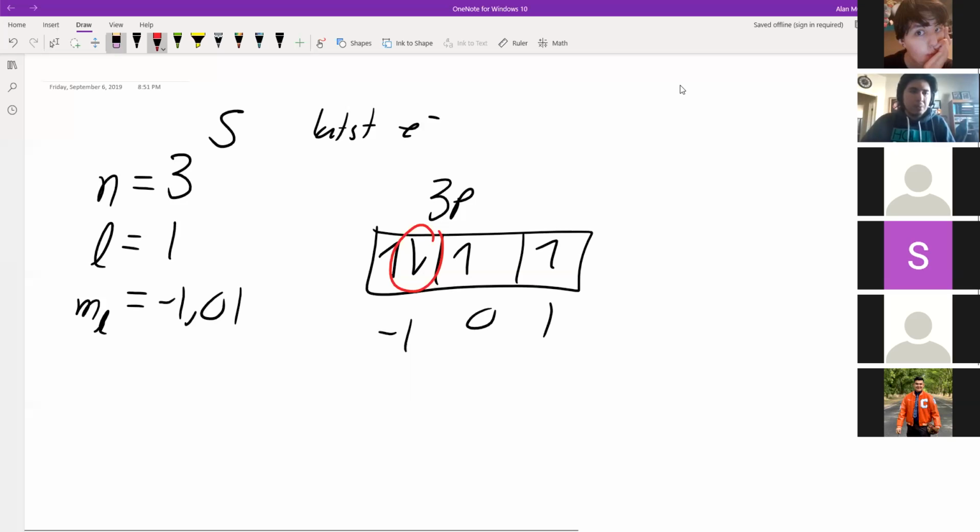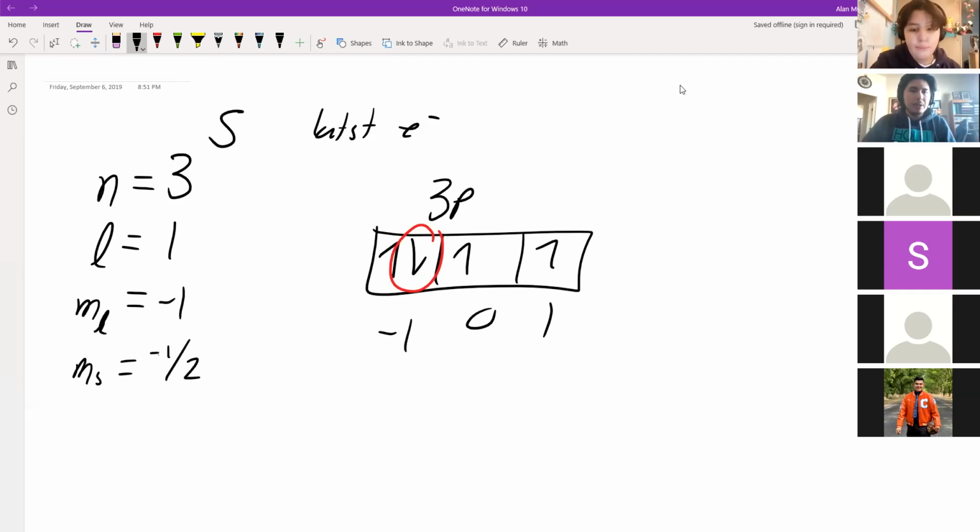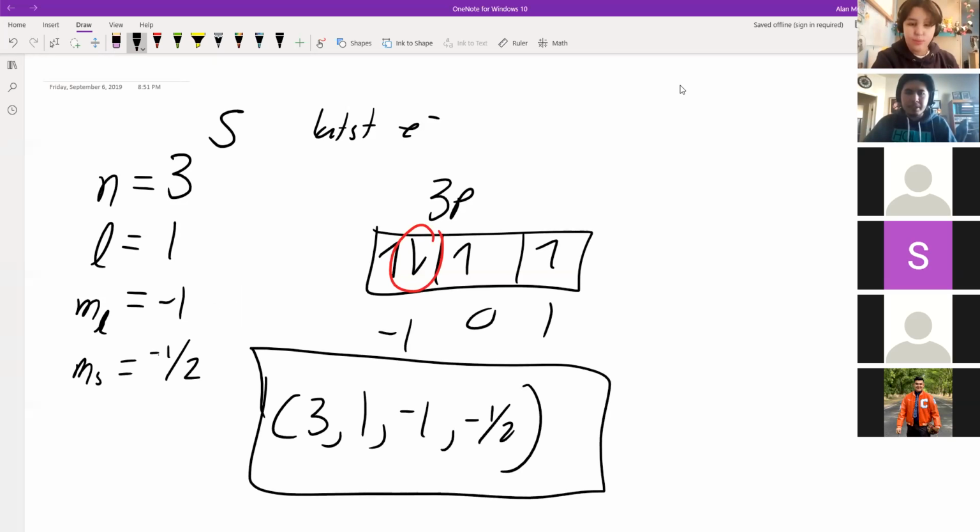So now what will be my ms? -1/2. And why is that? Because it's pointing down. Exactly. So these would be our final quantum numbers for the last electron for sulfur, or ground state sulfur to be more specific: 3, 1, -1, and -1/2. You write your final answer like this, like a grid, in parentheses.